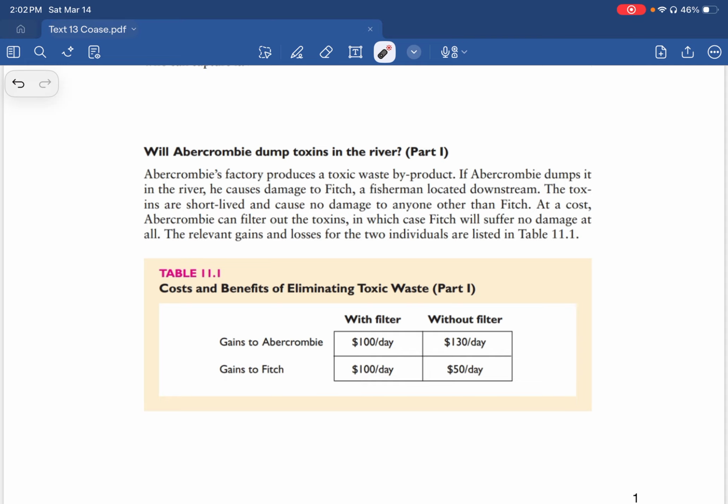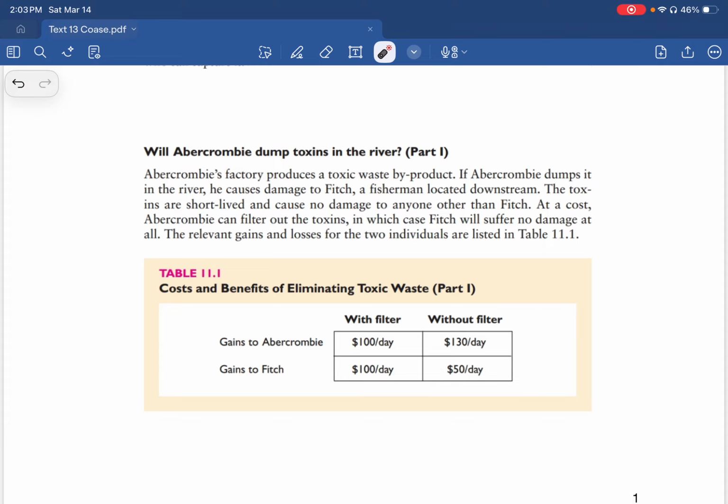All right, but we also have another guy named Fitch, who is a fisherman, and he is located downstream from Abercrombie's factory. And for him, of course, Abercrombie using a filter is better, because if you look at the numbers for Fitch, when a filter is being used by Abercrombie, he earns 100 a day, and if Abercrombie doesn't use the filter, Fitch only gains 50 per day.